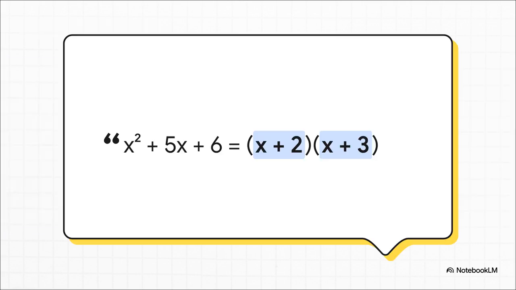And the result? Oh, it's so satisfying. To factor something like x squared plus 5x plus 6, we're just looking for two numbers that multiply to 6 and add up to 5, which are, of course, 2 and 3. And just like that, you've deconstructed the expression into a simple product, (x+2)(x+3). And once it's in this form, solving for x is suddenly incredibly easy.